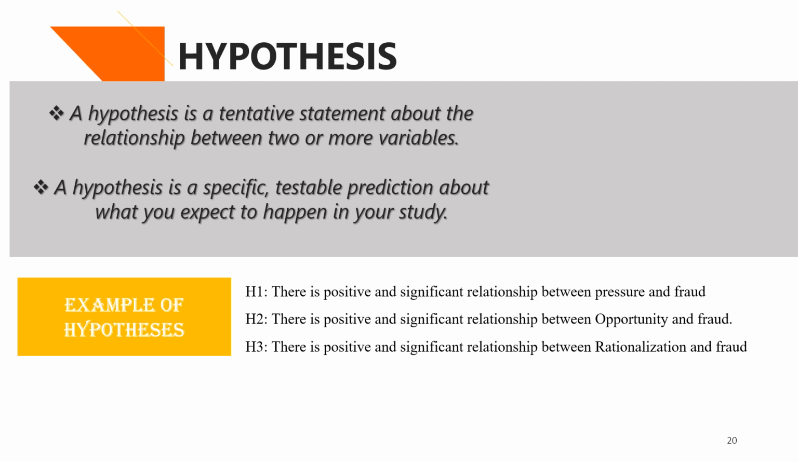So using the individual fraud triangle theory just now, the 3 factors, the 3 independent variables, from those 3 independent variables we develop 3 research hypotheses. Hypothesis number 1: there is a positive and significant relationship between pressure and fraud. Hypothesis number 2: there is a positive and significant relationship between opportunity and fraud. And hypothesis number 3: there is a positive and significant relationship between rationalization and fraud.